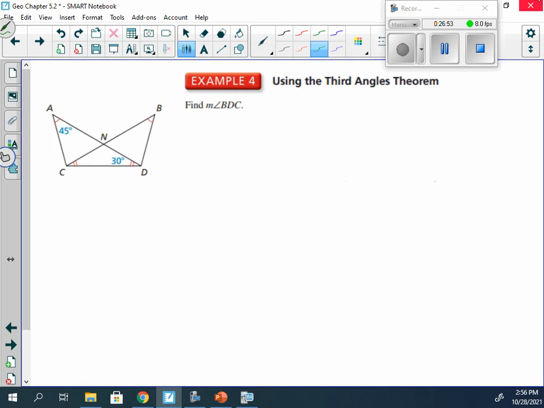These last few problems here, we're going to show that the two triangles.